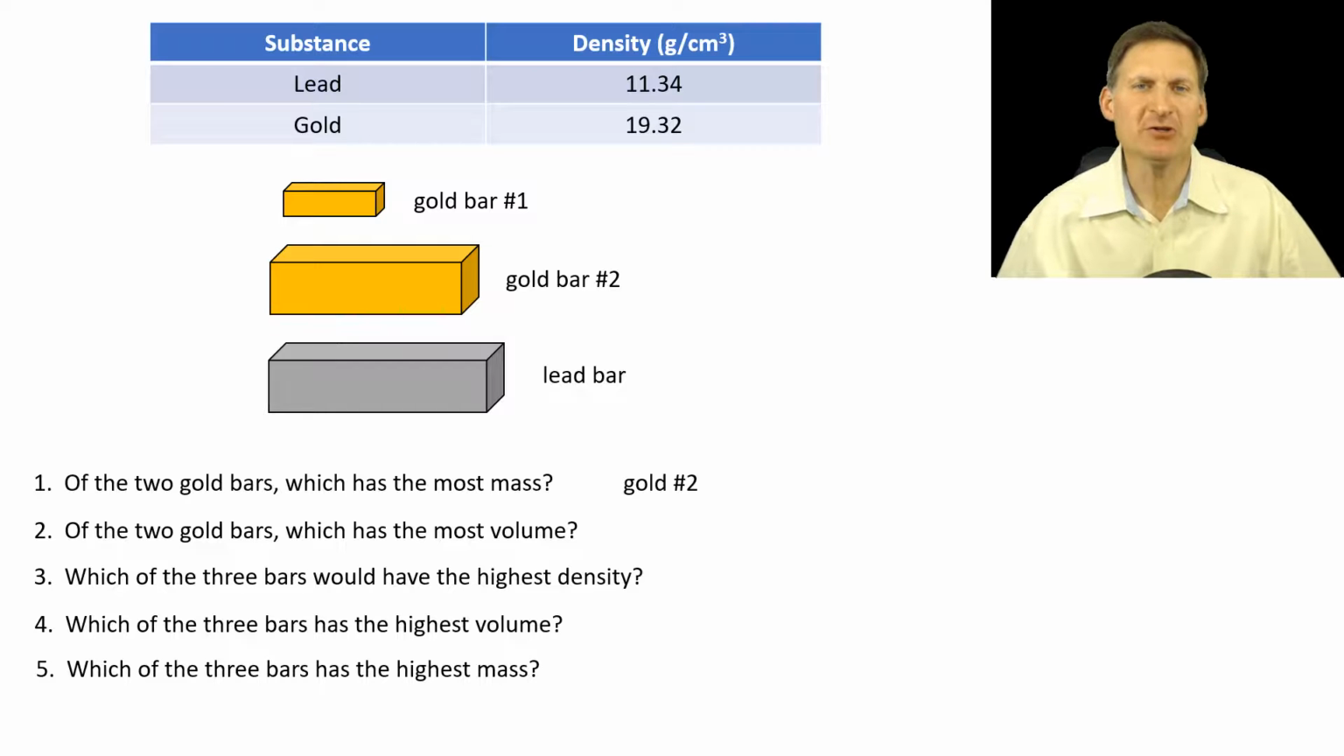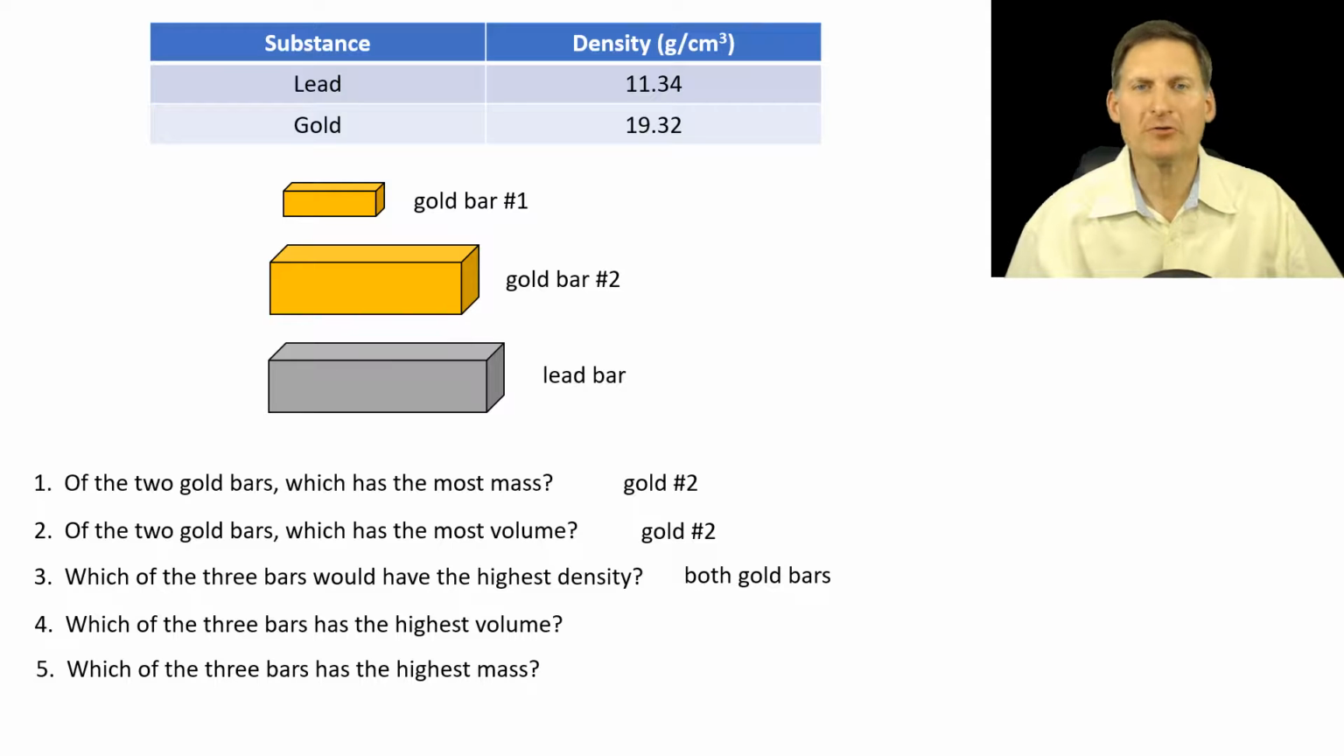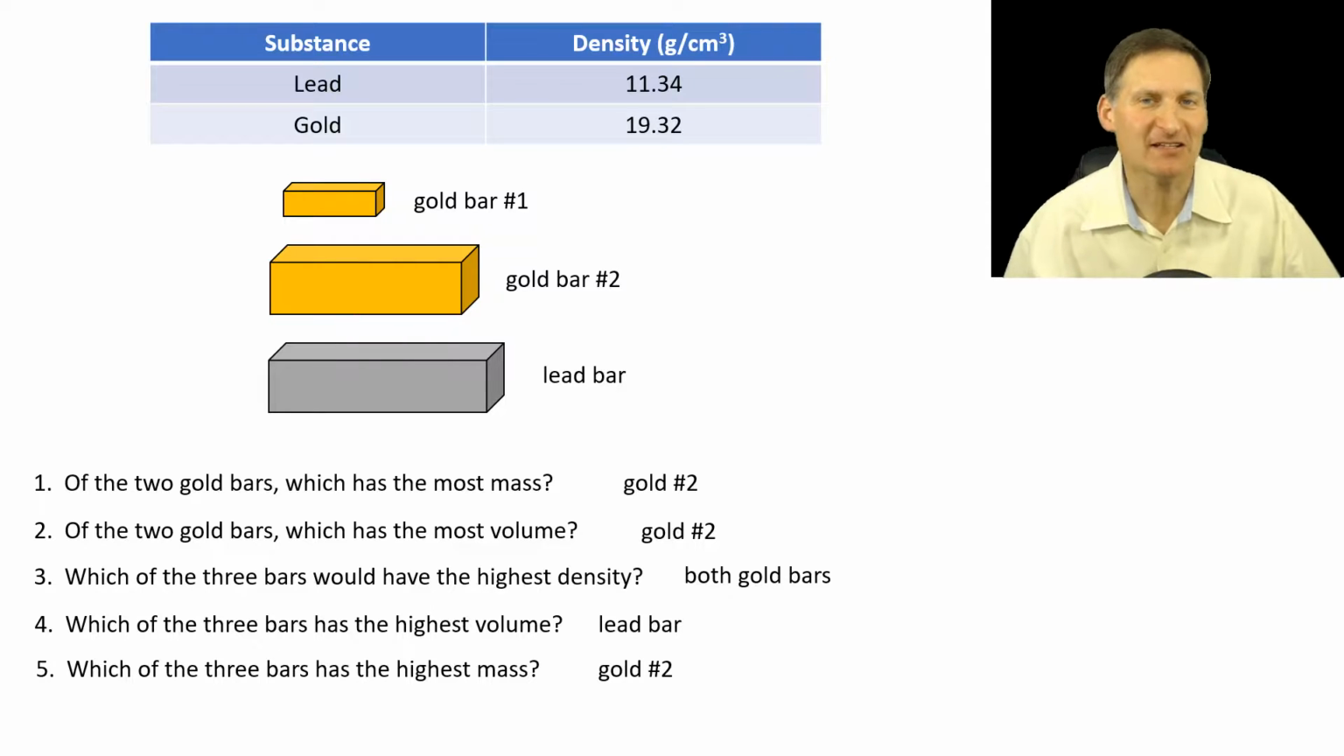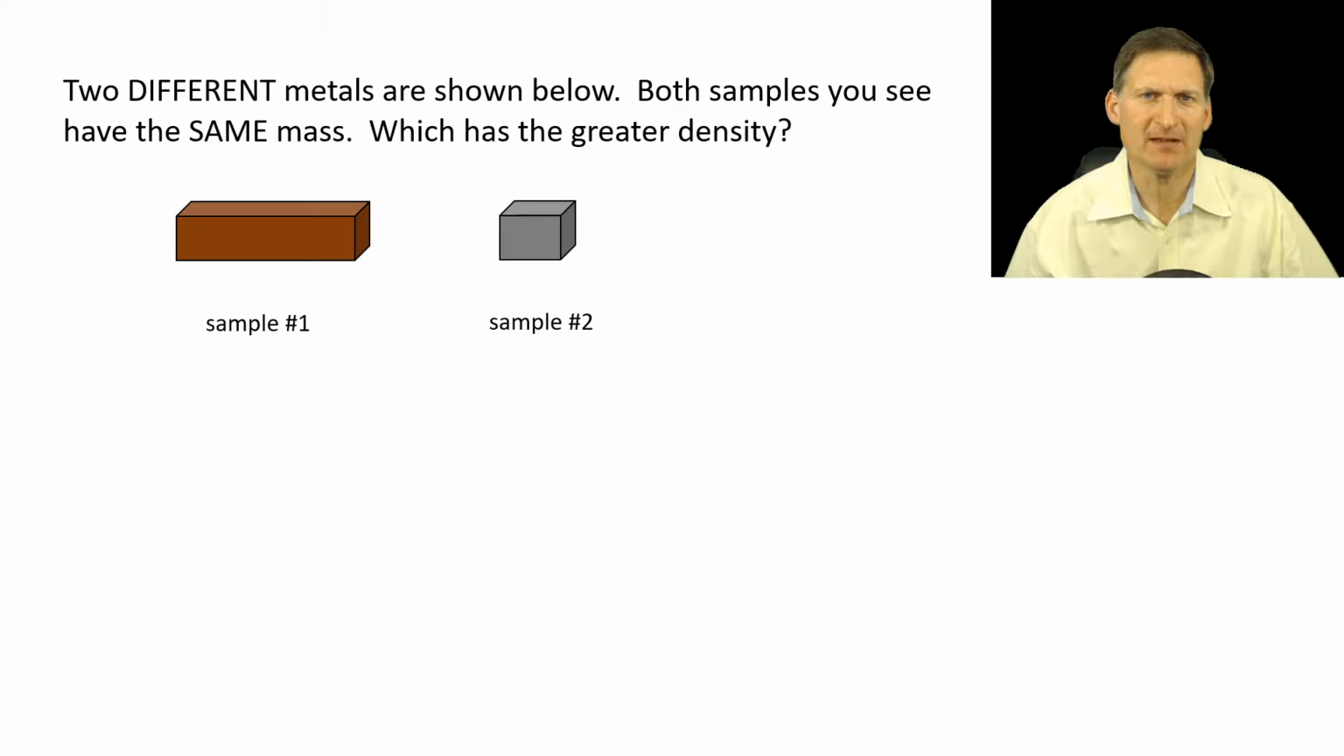Okay, gold number 2 has the most mass of the 2 gold bars because both gold bars have the same density. They have to if they are the same substance in the same state of matter, and gold number 2 is larger. For number 2, gold number 2 has more volume because it's larger. For number 3, both gold bars have a higher density than the lead bar. The lead bar has the highest volume because it's the largest. And finally, gold number 2 has the greatest mass. Although it is smaller than the lead bar, it's only slightly smaller. And since the density of the gold is a lot more than lead, hopefully it's obvious that gold number 2 has the most mass.